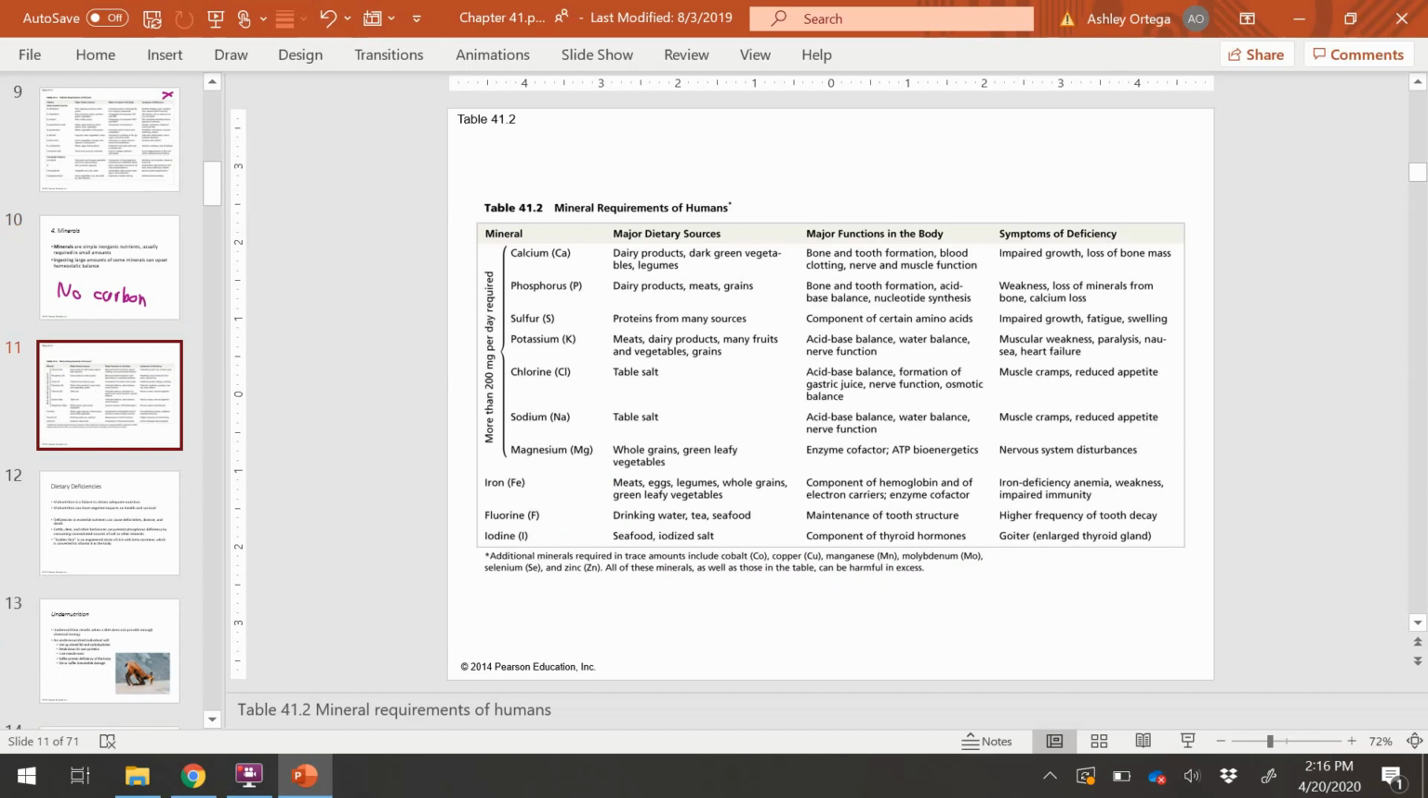Minerals like calcium, phosphorus, sulfur, potassium, sodium, chlorine, magnesium, iron, iodine, fluorine. Some of these you may be familiar with already. But again, nothing to memorize here.